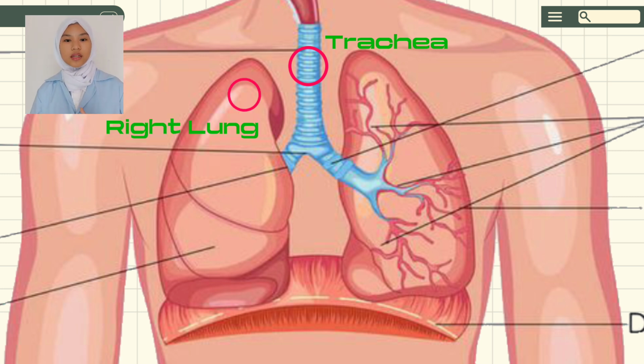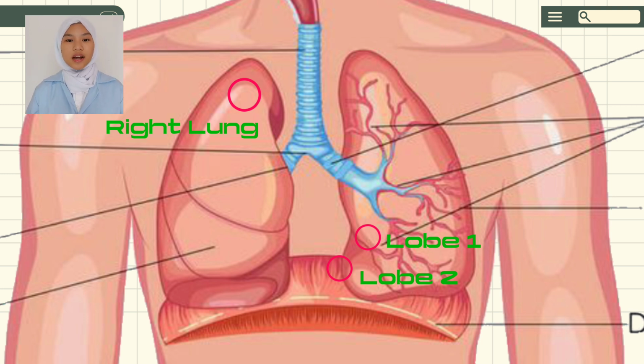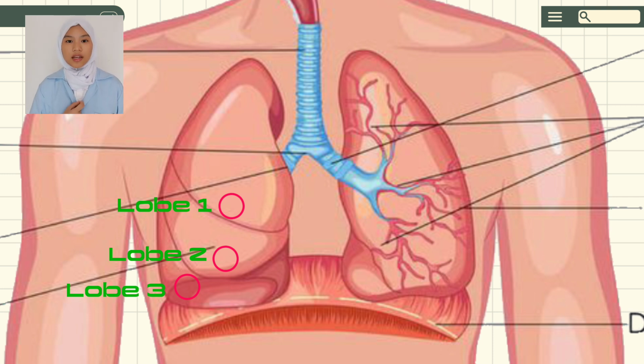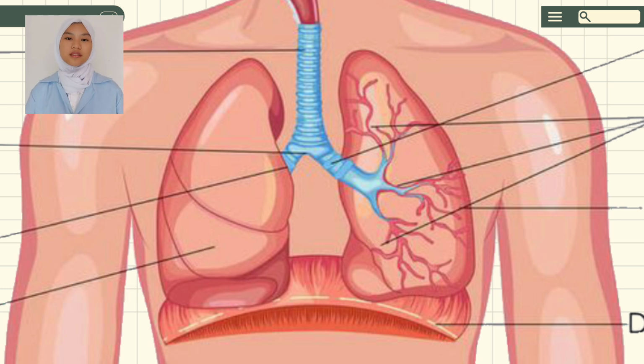We have 2 lungs, where our left lung only has 2 lobes, and the right lung has 3 lobes. Why do we only have 2 lobes on the left one? It's because we have a heart, and our heart is a little bit to our left, which makes our left lung only have 2 lobes.